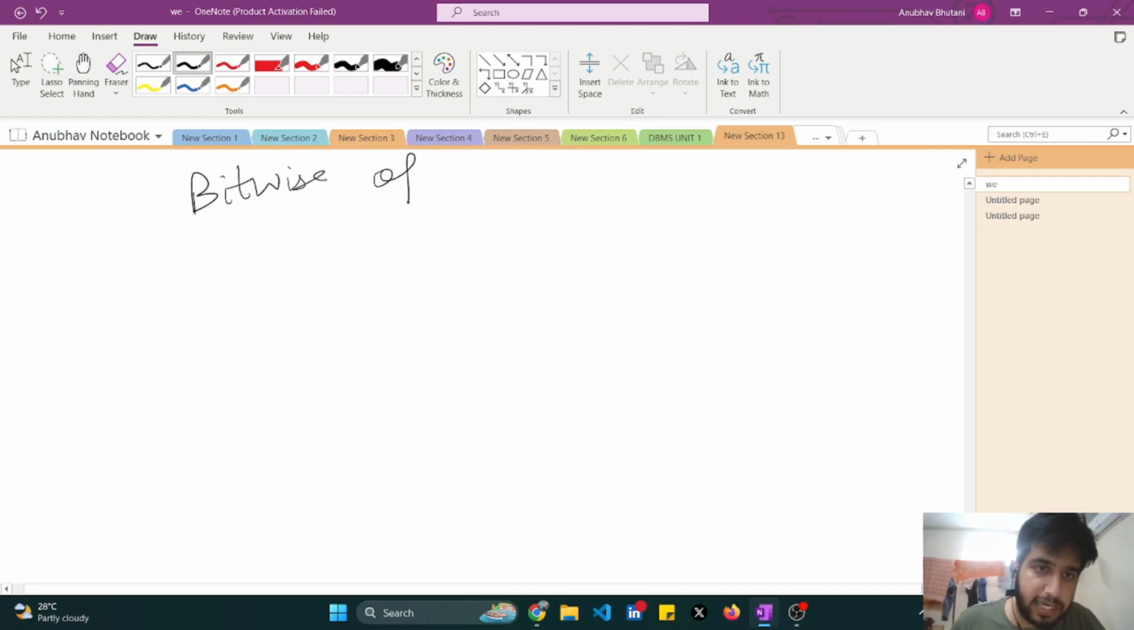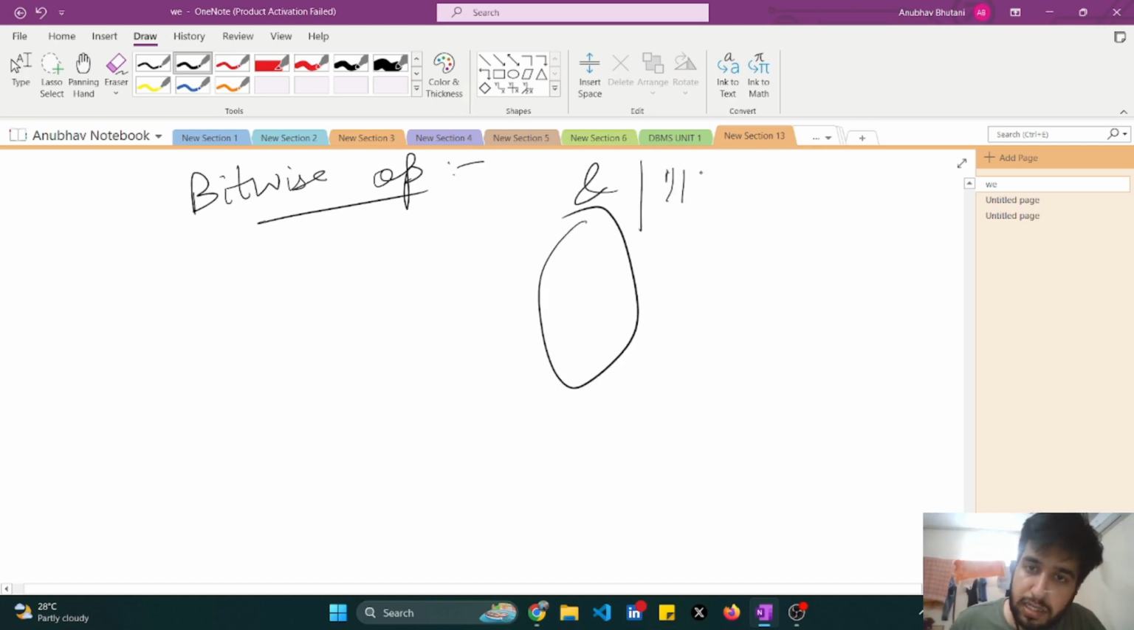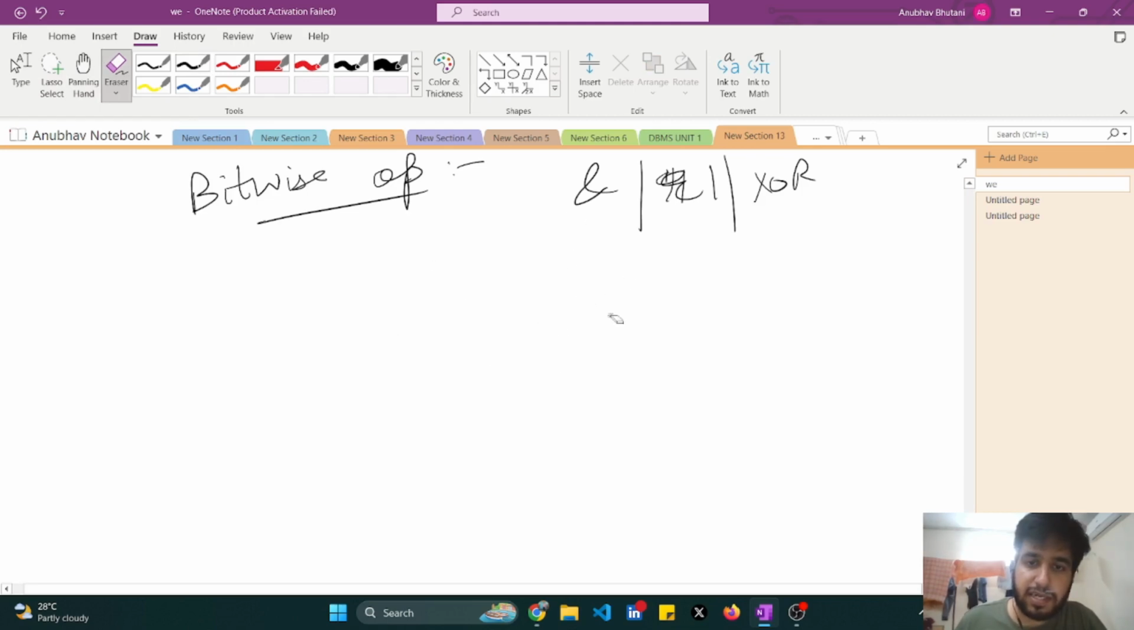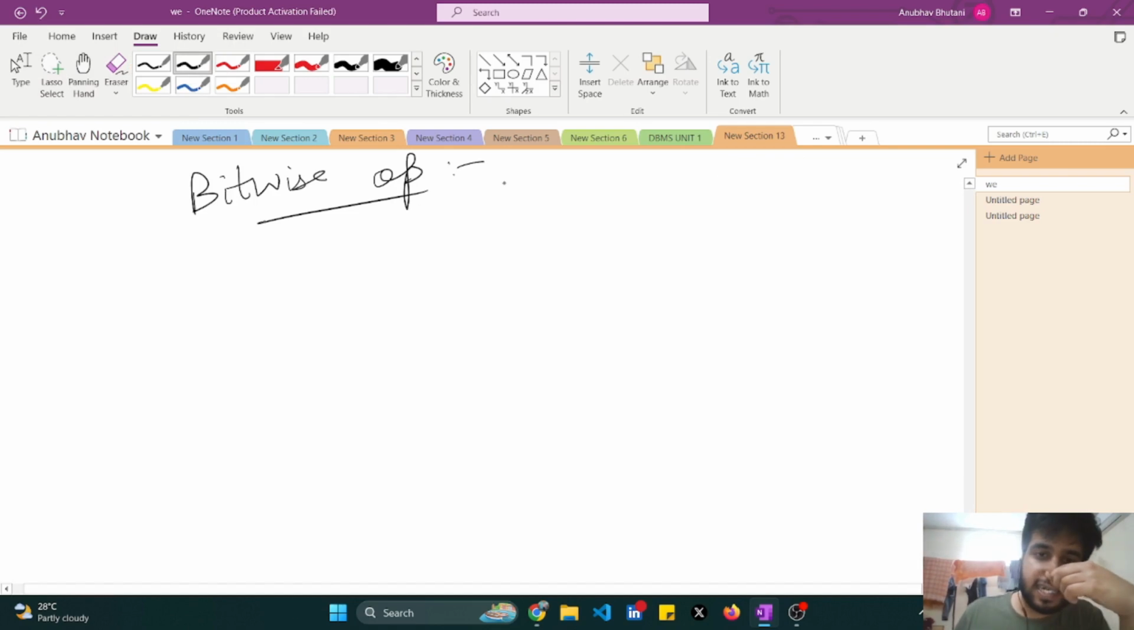In a bitwise operation, be it AND, OR or XOR, you just do all the operations bit by bit. Okay, we'll do it bit by bit. But how does it relate to the solution?